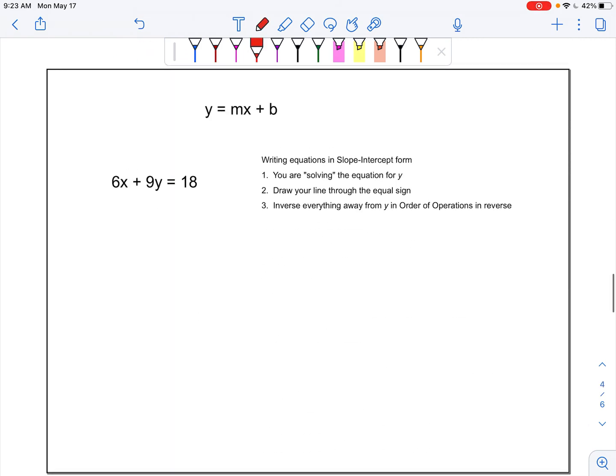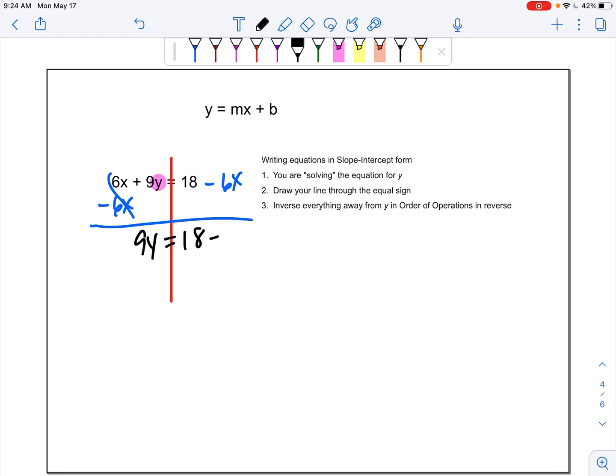Here we have this again. Draw the line. This is what I want to get by itself. So I'm going to subtract 6x. And I put it up next to the 18 because I cannot combine those two things because one has an x and one doesn't. So I'm just going to put it up like that so I don't have that temptation to try and subtract my 6x from 18. And then I'm just going to divide this by 9. I'm going to divide everything by 9.